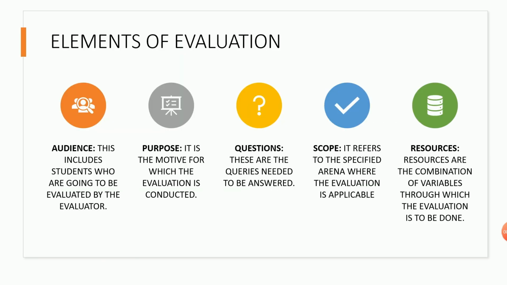Next, elements of evaluation. இது நல்லா பாத்துங்க, மொத்தமே 5 தான். All in total we are having only 5. First is audience. Second is purpose, questions, scope and resources. Audience here means whoever the person we are evaluating, that person is the audience. So most of the time students are the audience for evaluation. Next, purpose. Why should we evaluate?